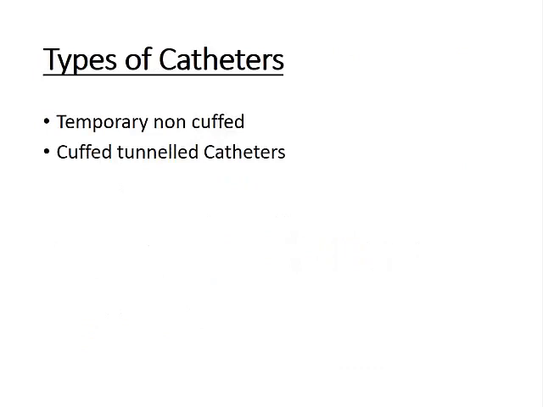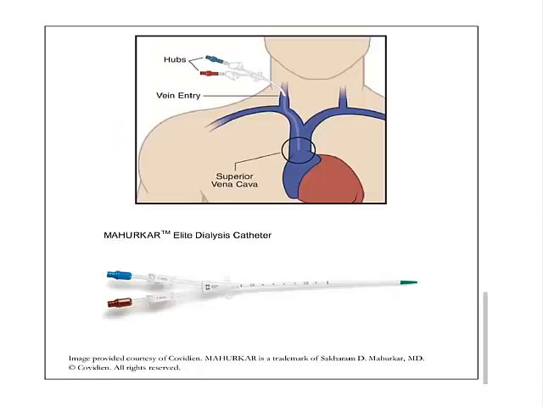As I have previously mentioned, there are two types of catheters. First is the temporary non-cuffed and second is the cuffed tunneled catheter. This image shows the temporary non-cuffed catheter. It has been inserted in the IJ vein, and it is shown clearly ending at the point where the superior vena cava enters the atrium.